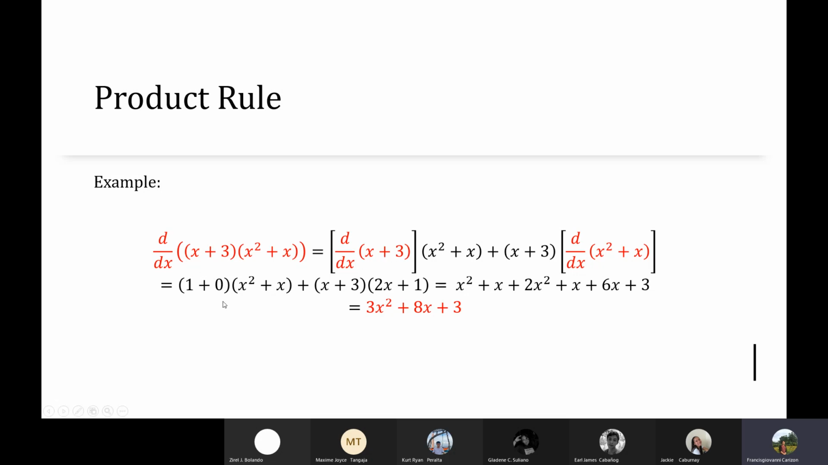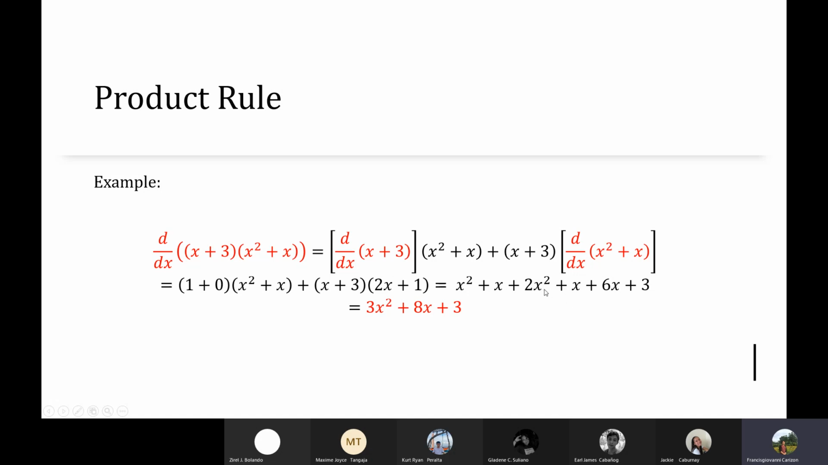So ang derivative sa x plus 3 kay 1 plus 0 times original function x squared plus x plus copy x plus 3 times derivative of x squared plus x, which is 2x plus 1. So FOIL method sa kaning part kani kay 1 ra man ni siya, so copy ra ni mo x squared plus x. Ang kani kay FOIL method, first term i-multiply mo ang first term x times 2x is equals to 2x squared. Outer term x times 1, which is x. Inner term 3 times 2x, which is 6x, and last terms 3 times 1, which is 3.